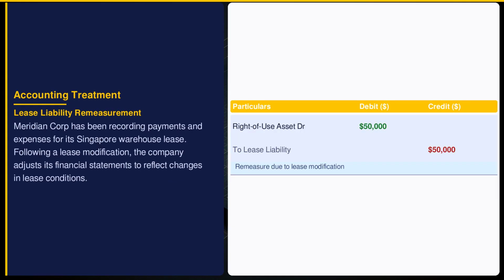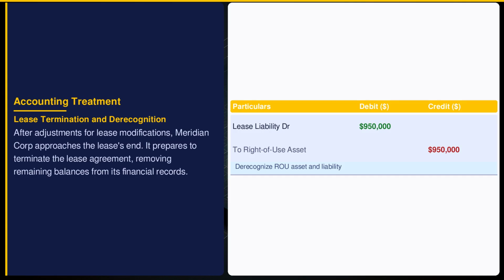ASC 842 requires remeasurement of lease liabilities when terms change. Meridian Corporation adjusts the right-of-use asset and lease liability by $50,000 due to a lease modification, ensuring financial statements remain current with contractual obligations. Upon lease termination, ASC 842 requires derecognition of related assets and liabilities.